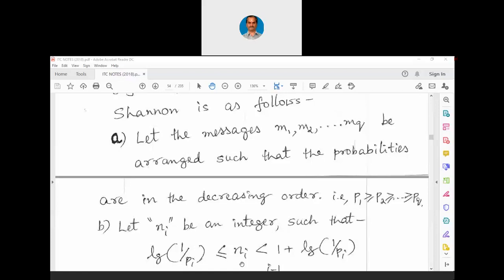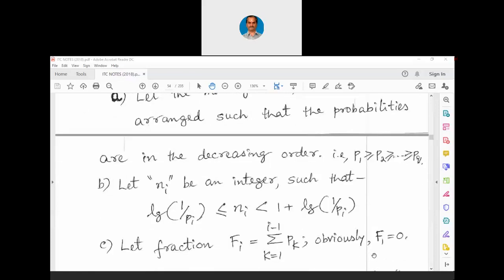So, Shannon defined the number of bits in such a way that let ni be in between these two. Let it be greater than or equal to lg of 1 over pi. If this is an integer, then ni can be equal to that. Otherwise, let ni be less than 1 plus lg of 1 over pi. This is the second step in this algorithm.